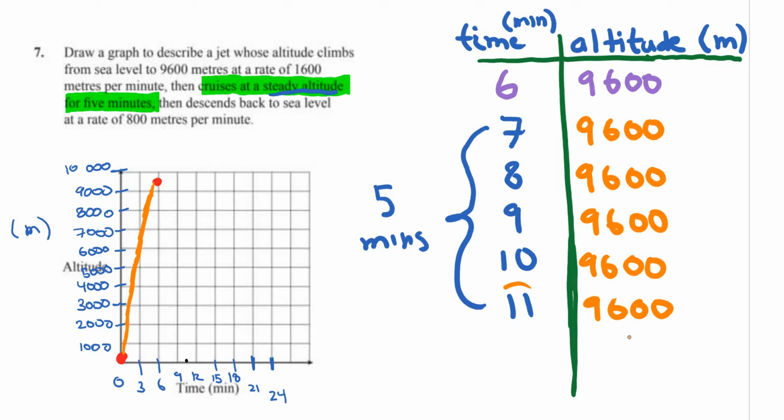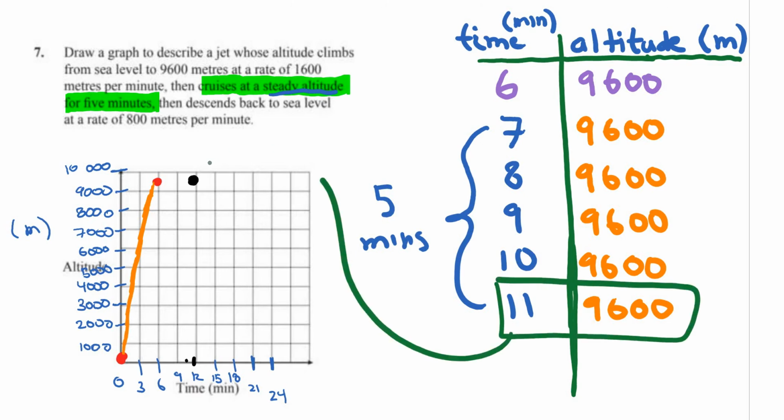So 11 minutes is the last one here, right? 11 minutes might be about here, so maybe we'll put a dot somewhere around here. Okay, and so this point right here, 11 comma 9,600, is roughly that point right there. So I'm going to have a horizontal line connecting these 2 points, right? So that's a steady altitude. Steady altitude means you have a 0 slope. You're not changing. So that represents the next 5 minutes there.